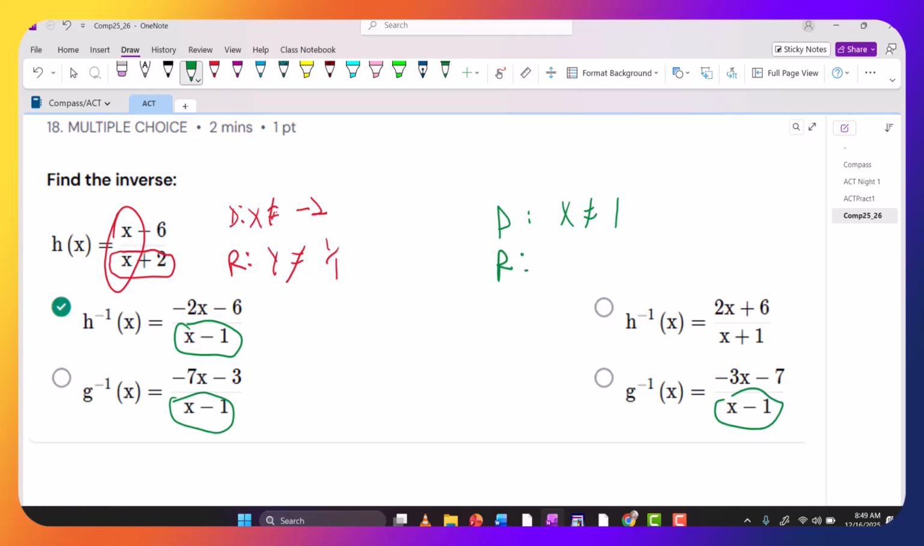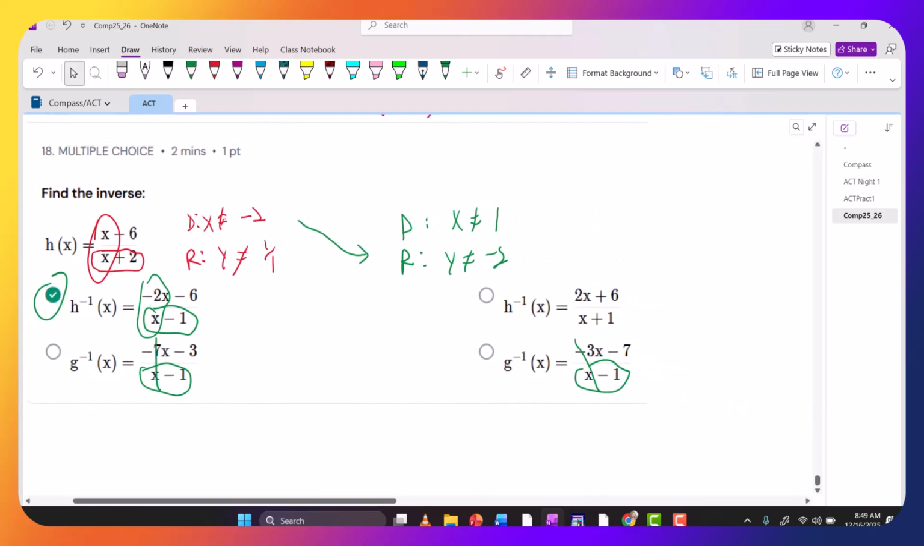The range of the new is the domain of the original. So y cannot equal negative 2. Nice. You're gone. Nice. This has got to be the answer. Okay? So that's one way you can do this when you're dealing with a multiple choice. If you just understand, when I say inverse, you say switch x and y or domain and range exchange. The answer must match that. Okay, fine. I'll do the long math.